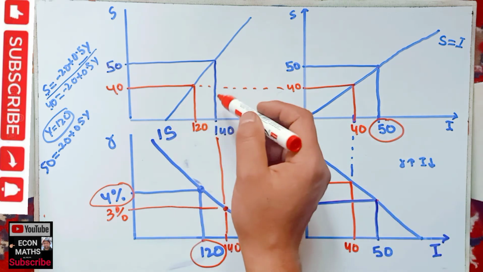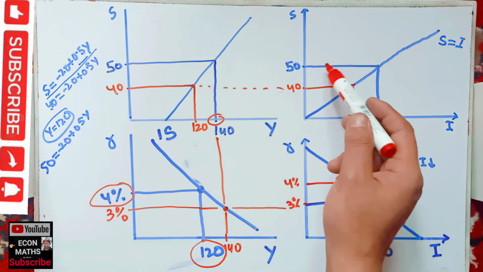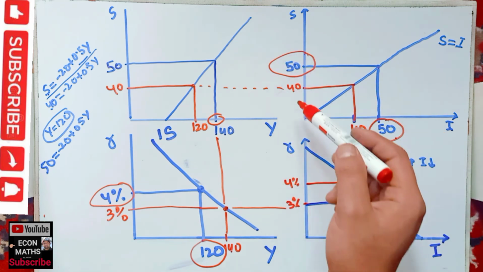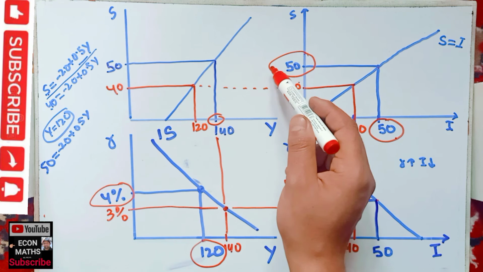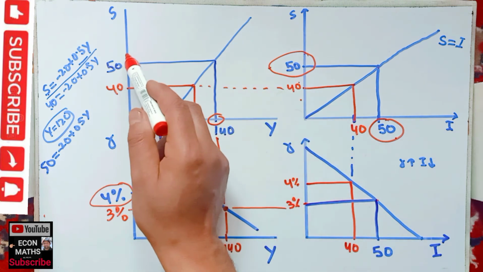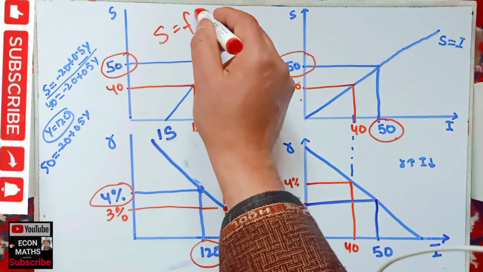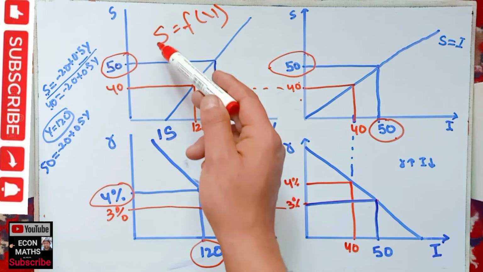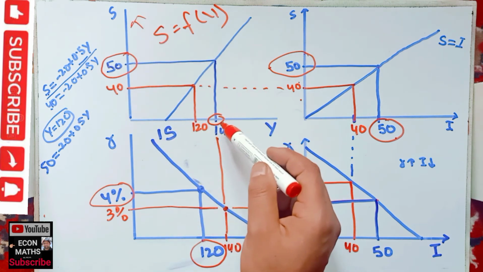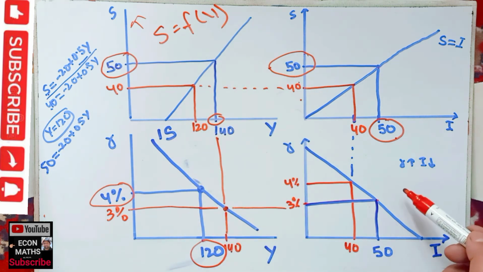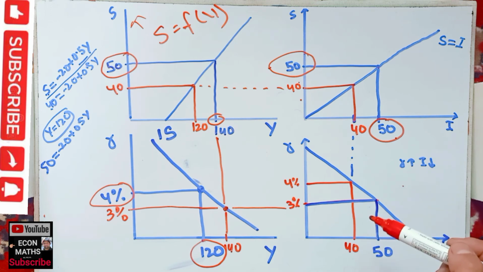Why should the income have increased? Because to get the new level of investment, that is 50, we should have savings also equal to 50. Previously we were only having savings of 40. Now to ensure that we have 50 as the savings, because saving is a function of income, savings will only increase if income increases from 120 to 140. There is a positive relationship between savings and income. On this axis we have the negative relationship between rate of interest and investment.